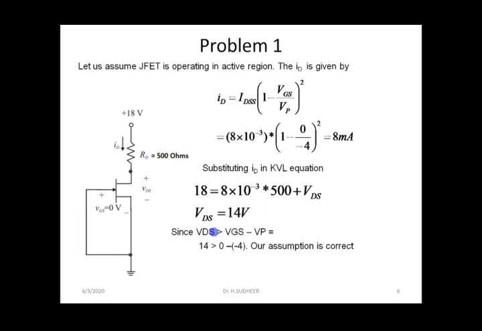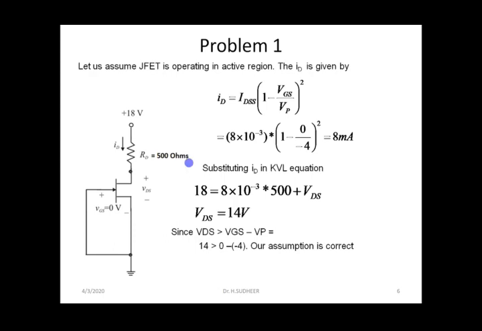We have to verify whether our assumption is correct or not. So VDS should be greater than VGS minus VP. VDS is 14 volts, VGS is 0, VP is 4 volts, minus 4 volts. So 14 is greater than 4. The assumption is correct. There ends your first problem. So we determined ID as 8 milliamperes and VDS as 14 volts, and the JFET is operating in active region.